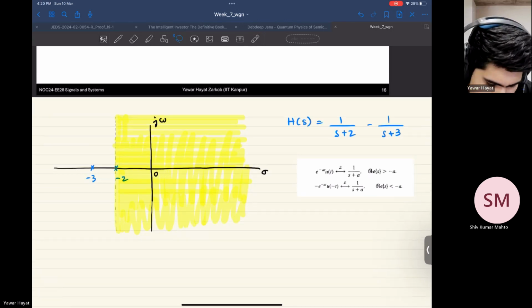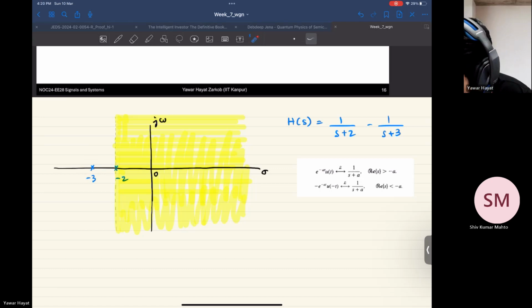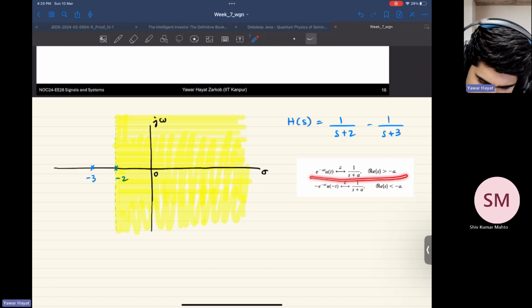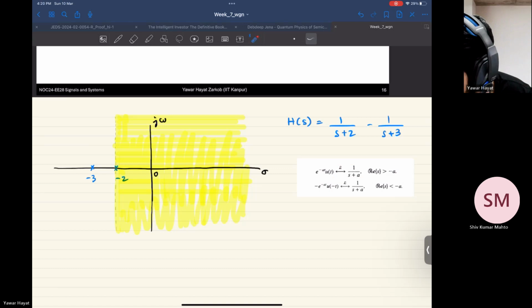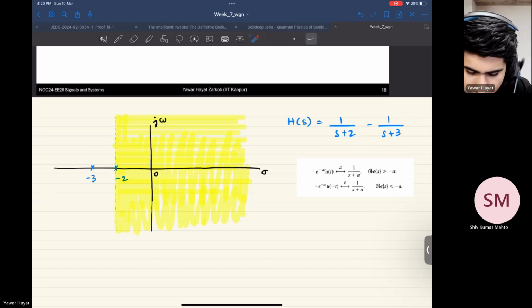Now, this one it's clear, right? I'll be using this result. What about this? S plus 3, for this pole. For that one, would you agree that I need to use this result? I mean, for 1 by S plus 2 and 1 by S plus 3, in this scenario, real part of S is greater than minus 2. So it's also greater than minus 3. So in both these cases, I'll be using this result, right?